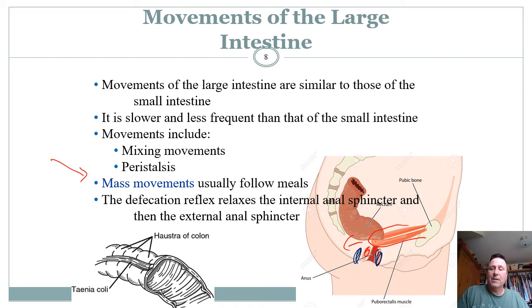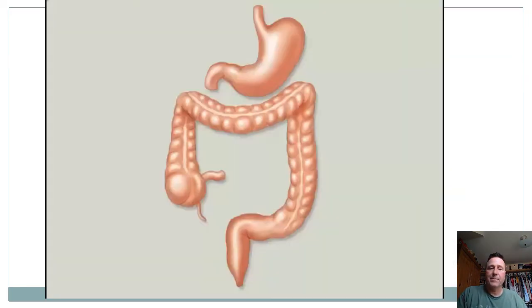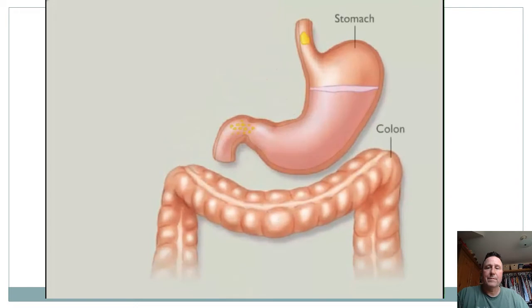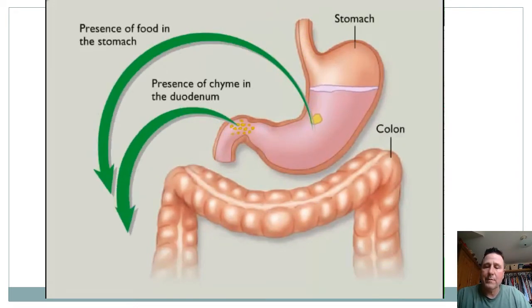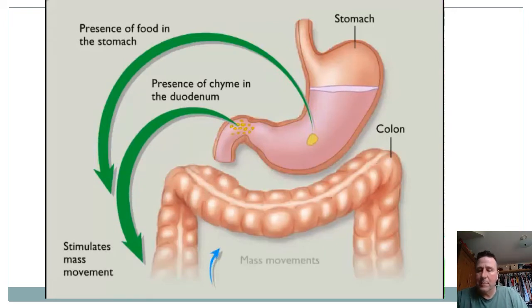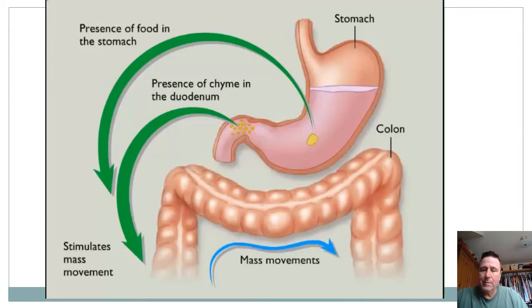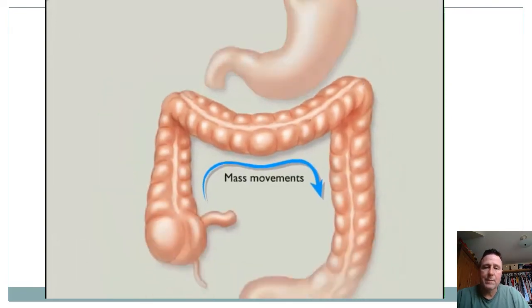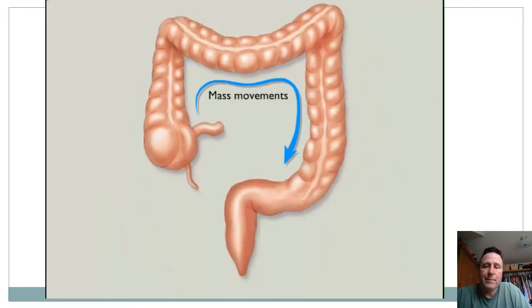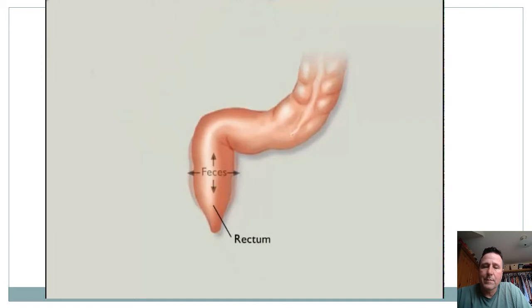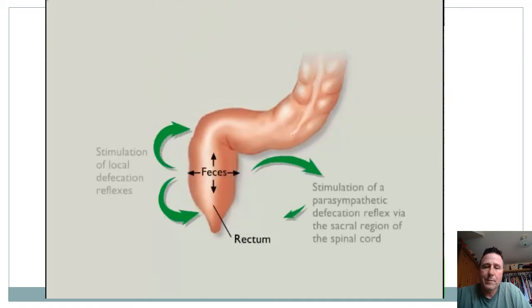And let's take a look at this reflex. The presence of food in the stomach and chyme in the duodenum stimulates mass movements in the colon. Mass movements are integrated by the enteric plexus. They propel the contents of the colon toward the rectum. The presence of feces in the rectum stimulates parasympathetic and local reflexes that result in defecation.